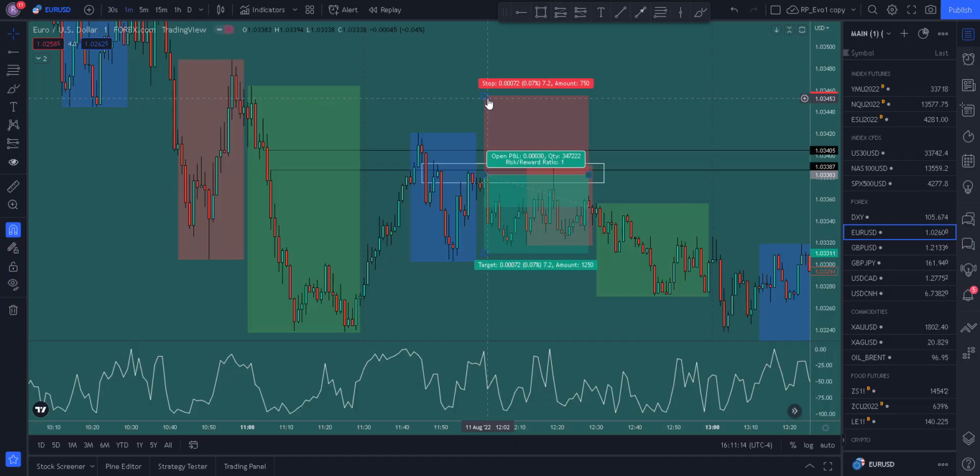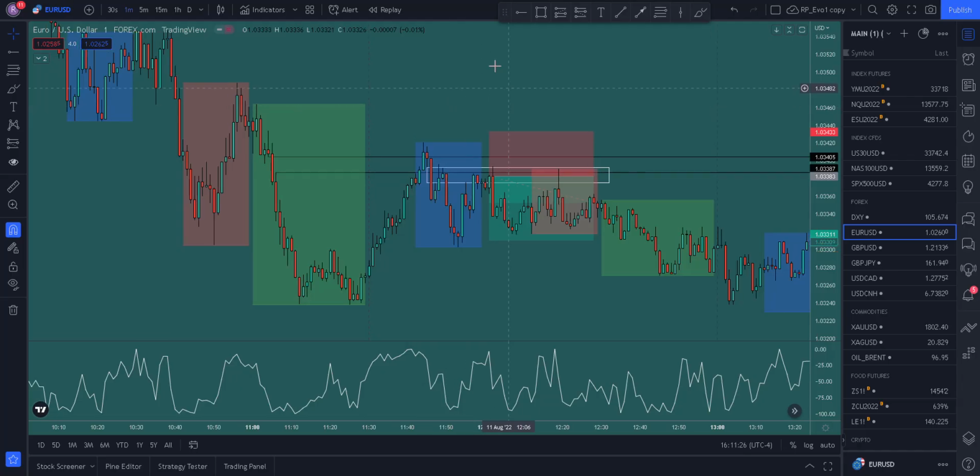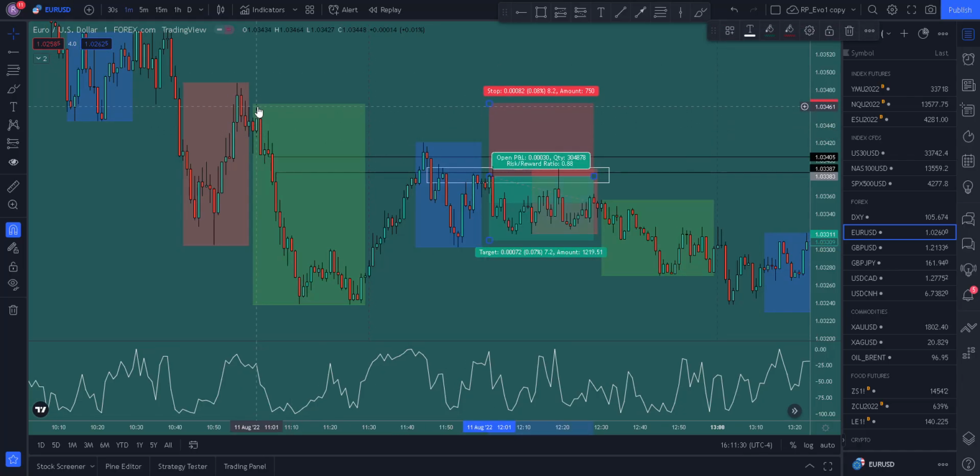If you want to play the hero, you can place your stop above this high, but let's be realistic. I mean, you can trade with a 5 pip stop loss, nothing wrong with that. But if you want to be safe, if you are just learning this model, there's nothing wrong with placing your stop just above this high that created the run. So we're still only talking about 8 pips.